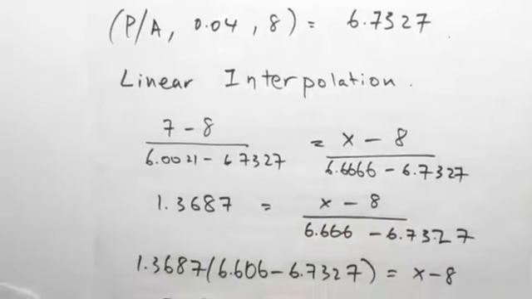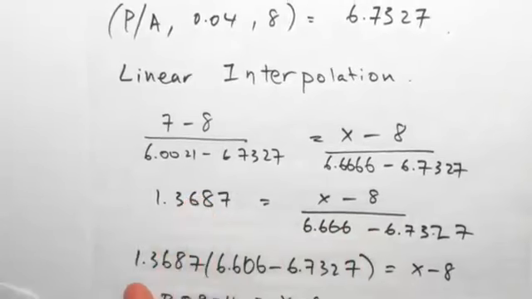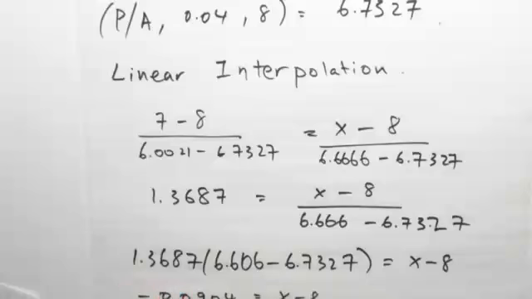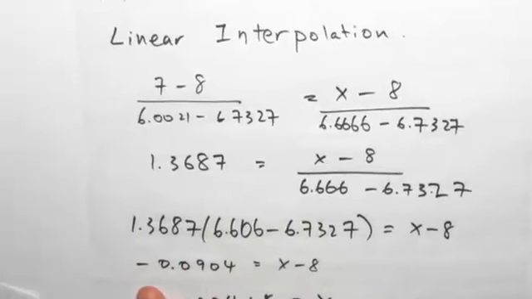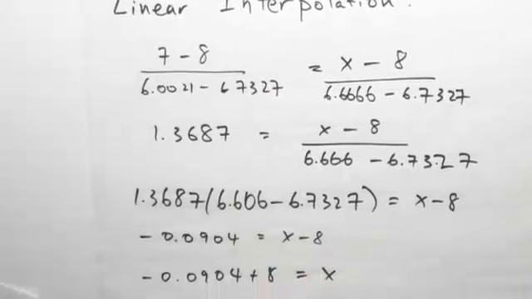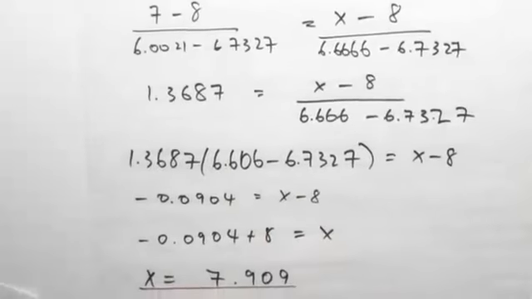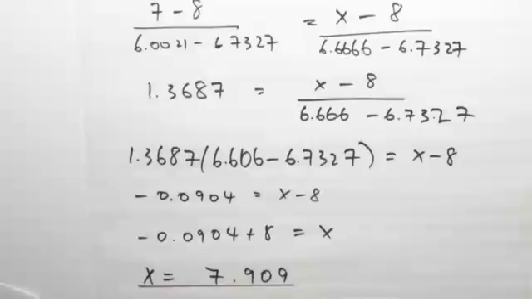I simply move that to that side and this is what it becomes. I solve for it here, so this whole thing becomes -0.0904 = x - 8. So we add the 8 to the other side, and we get that our x, which is the number of years that we've been looking for, is 7.909, which is very close to the 7.908 that we calculated using the equation method.